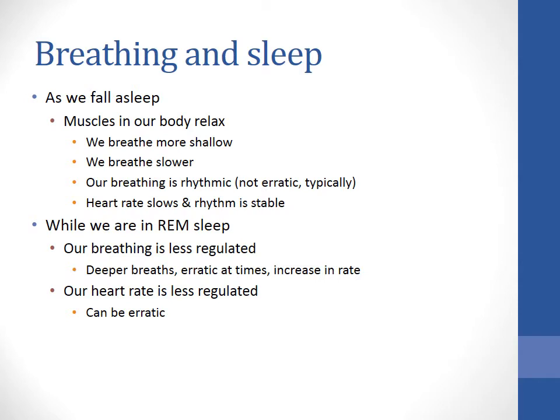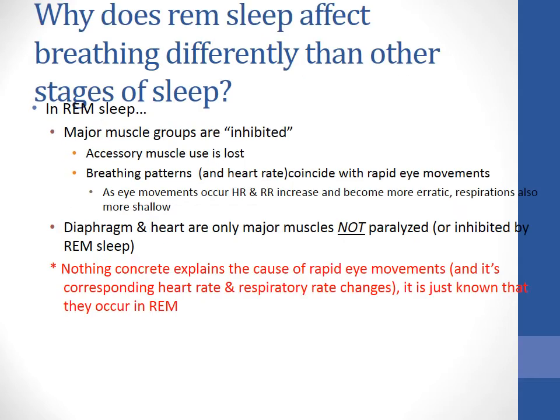Let's go on to our next slide. So we notice that in REM, our breathing and heart rate become a little erratic as compared to non-REM, where everything is very stable. If anything, it's a little shallow or slower than compared to when we're awake, but as compared to REM, our breathing and heart rate become a little erratic. So why does this happen? Why does it change with the different stages of sleep?